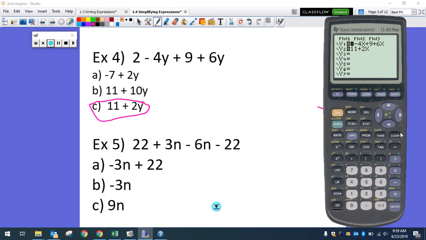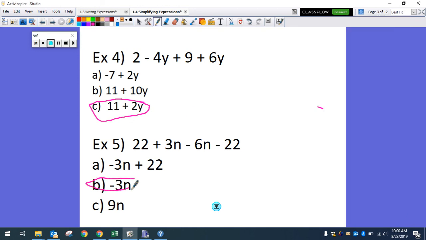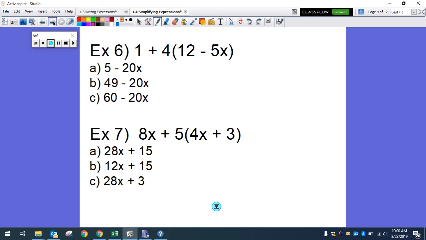5, if you'll pause it, I want you to try 5 on your own. And let's see if you can get it. So for number 5, you should have typed in 22 plus 3x minus 6x minus 22. That's what you want your answer to look like. Hopefully you did it and saw that negative 3x, when you graph it, graphs right on top of it. The negative 3x was the right one for that one.